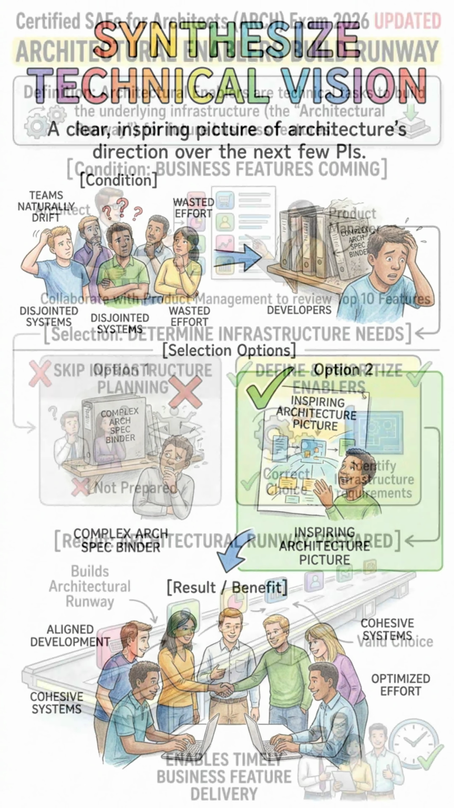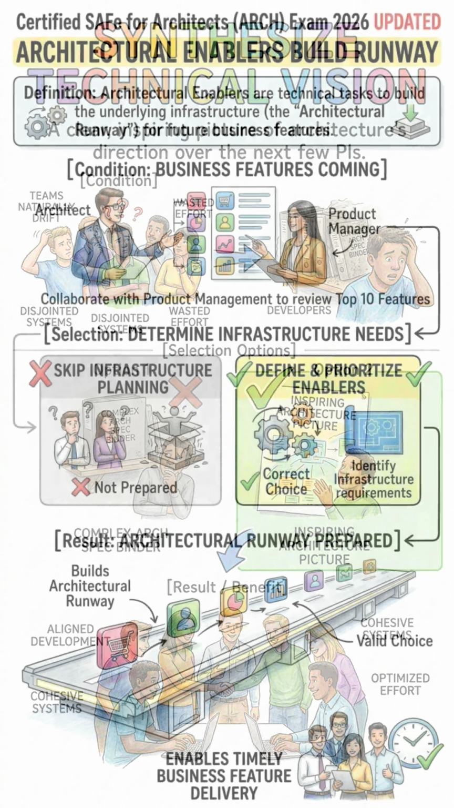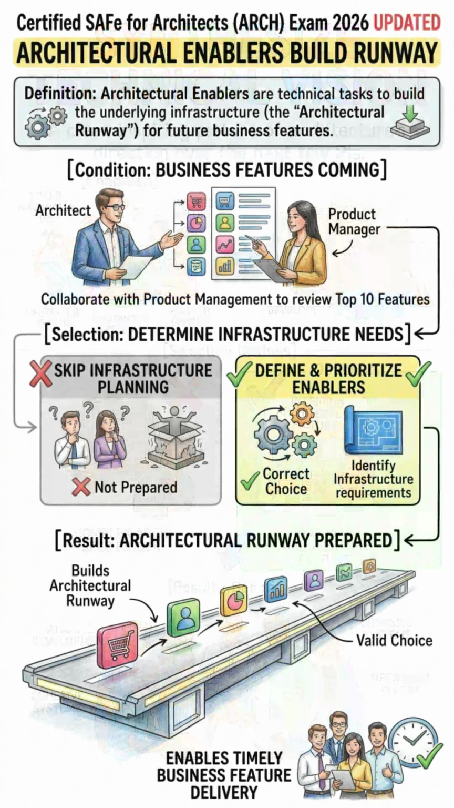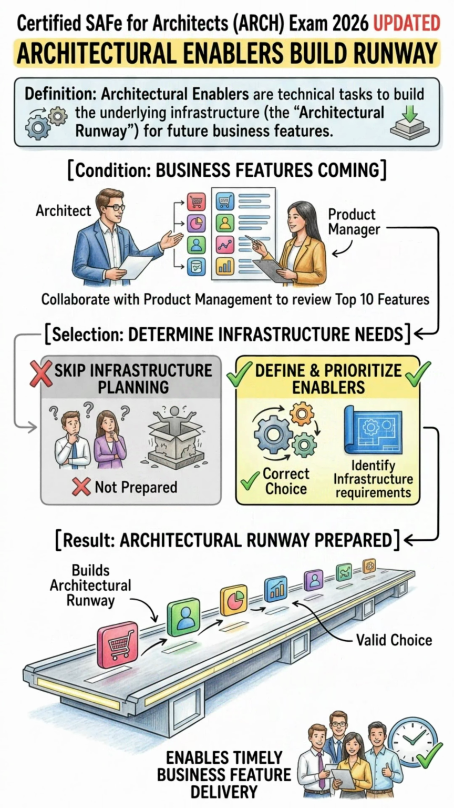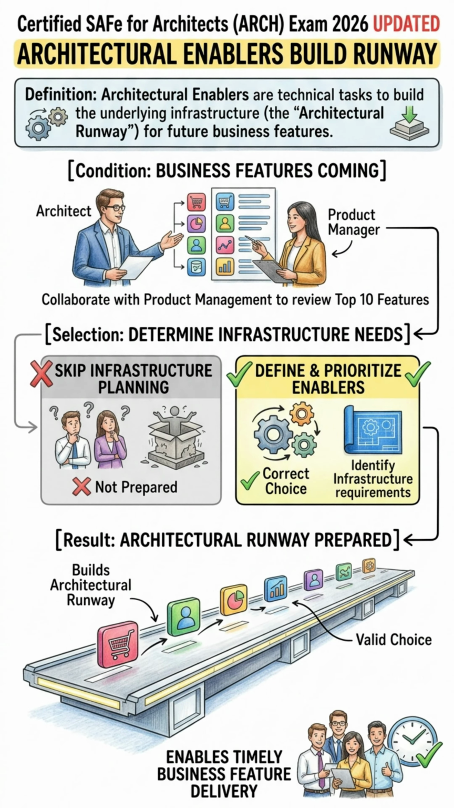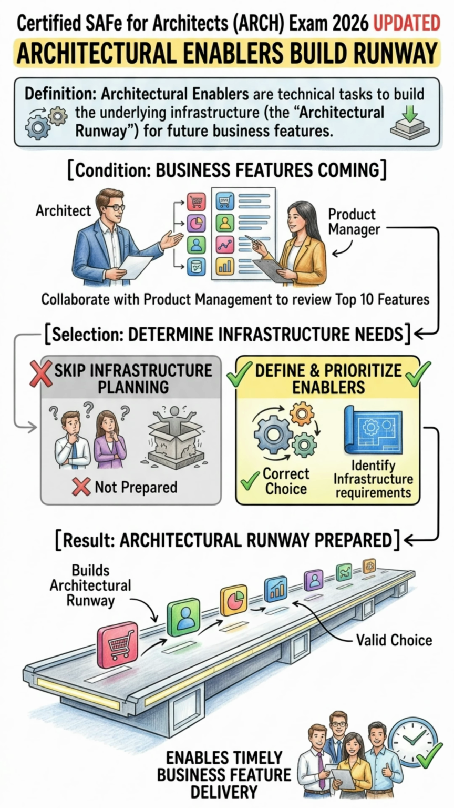To support the upcoming business features, you must also define and prioritize architectural enablers. Remember that enablers build the architectural runway. During preparation, you work closely with product management to review the top 10 features coming into the planning event and determine what underlying infrastructure those features require. If the runway is not prepared in advance, the teams will struggle to deliver those business features on time.